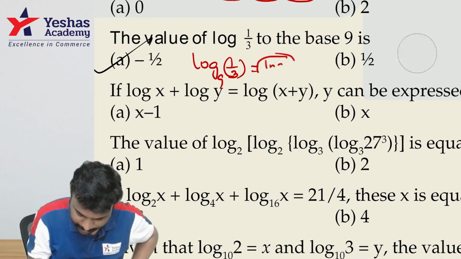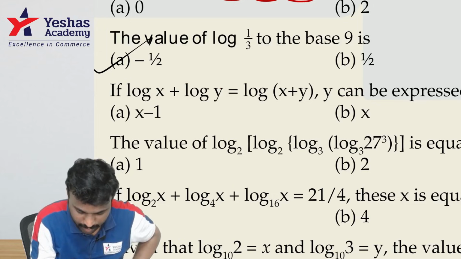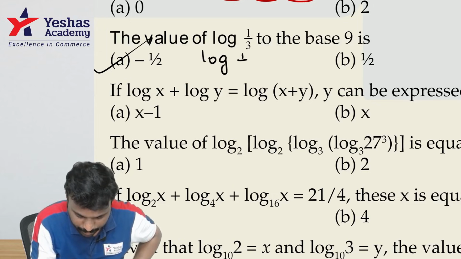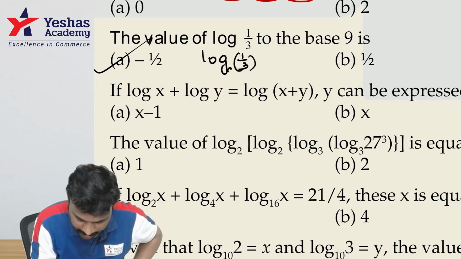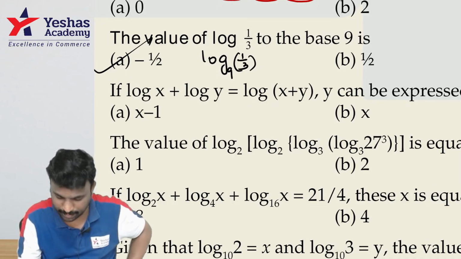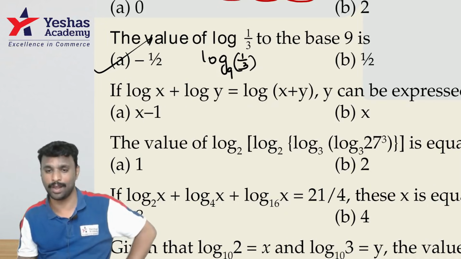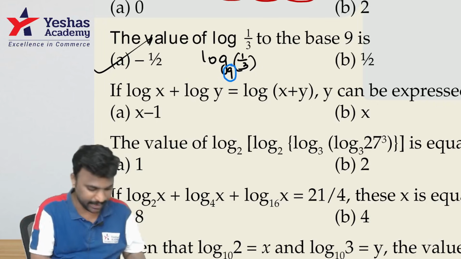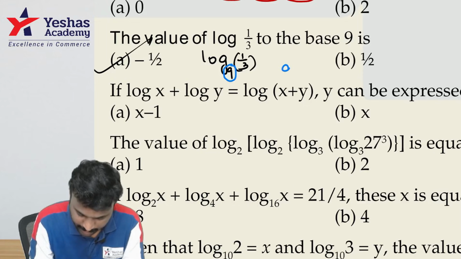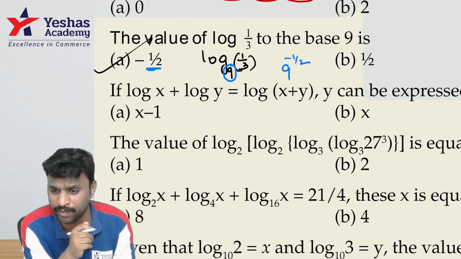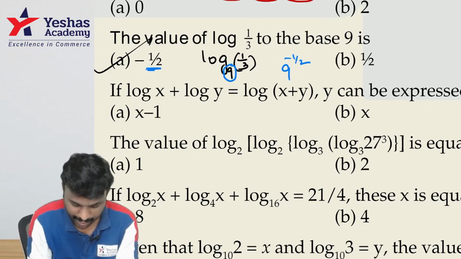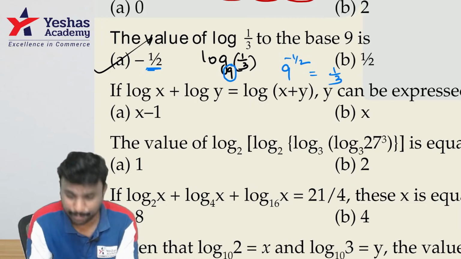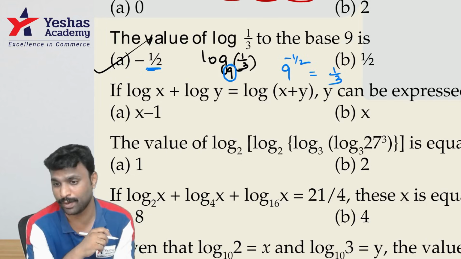Let me explain that method as well. Everybody, look at this. What is given to us? Log 1/3 to the base 9. Guys, where is the answer? The answer is in the options. Yes or no? You feed 9 in the calculator. If I am hitting the first option, what's my first option? Minus 1/2. I must be getting what? 1/3. Let me see whether I get 1/3 or not.